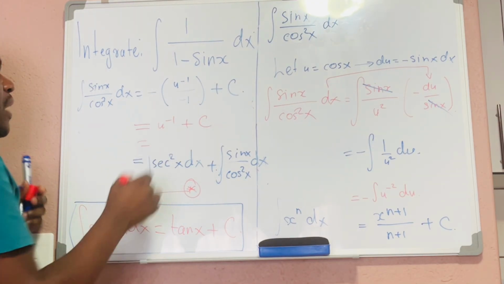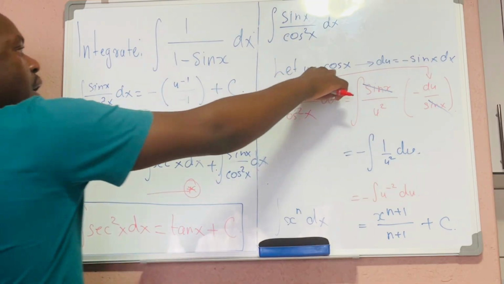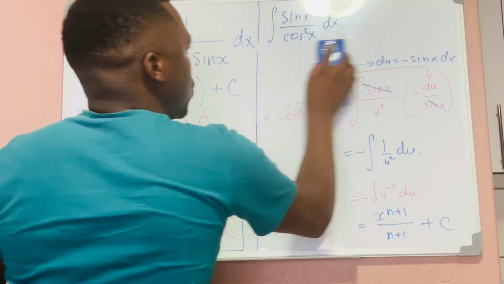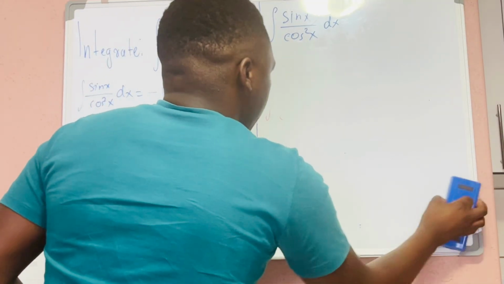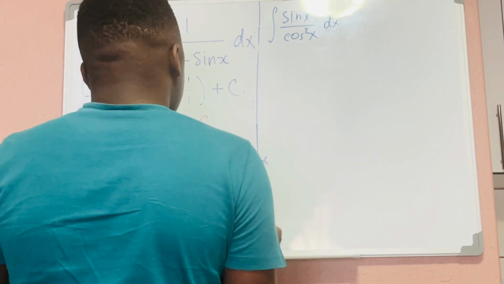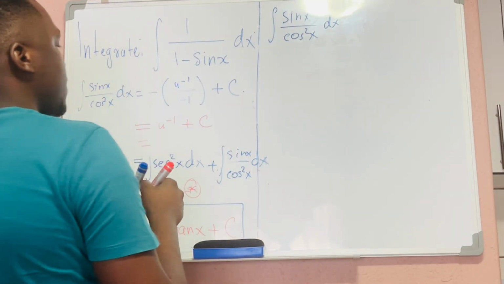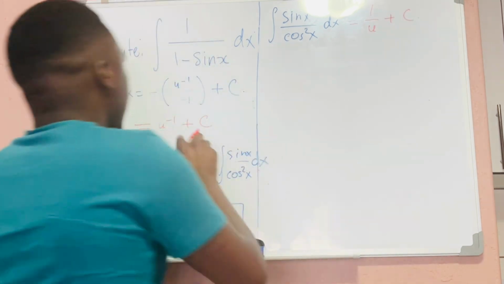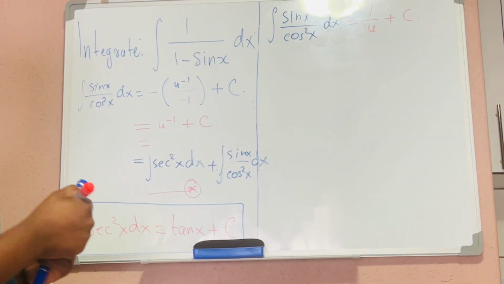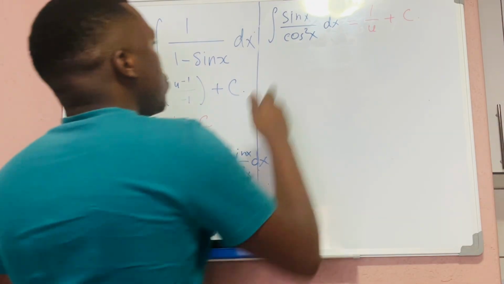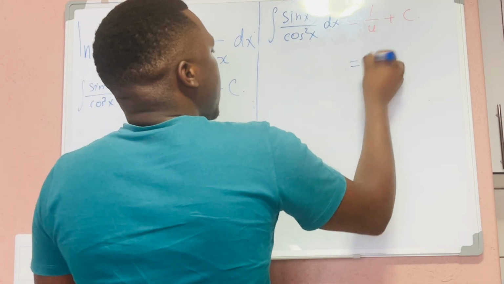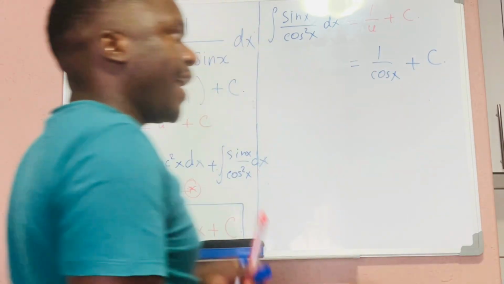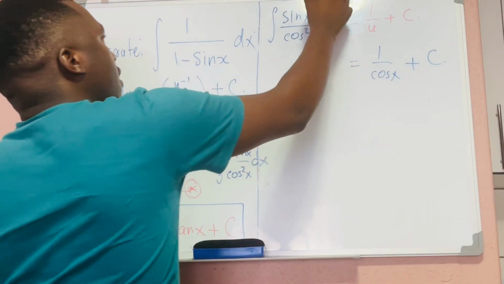But I know exactly what u is. Allow me, guys, to erase this side so that I can take this to the other side. So this is actually 1 over u plus c. But I know what I chose u to be: we chose u to be the cosine function. So this is 1 over the cosine function plus c.